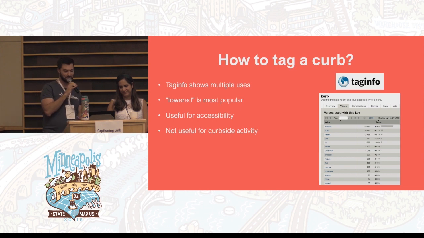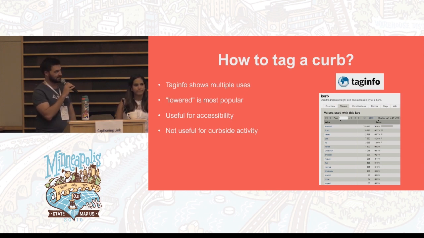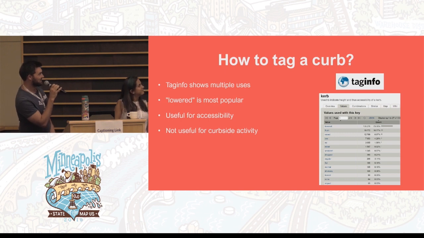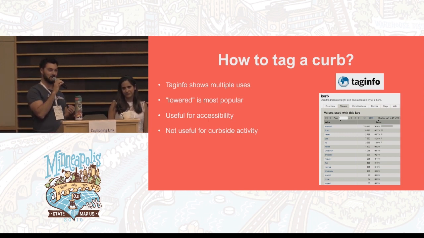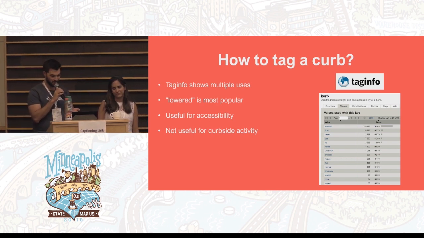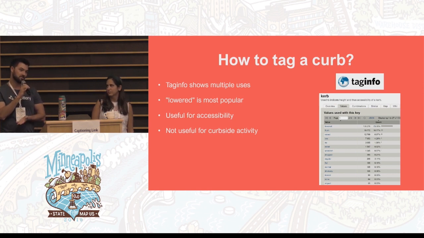And once you have it mapped, there's also the question of how to tag it. So you're getting more abstract here. So I pulled this up of tag info. You can see, clearly, that about 75% of things on OSM that are curbs are marked as lowered. So curb equals lowered is really an accessibility thing, and not really as much of a mobility thing.